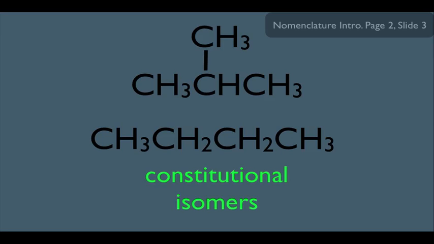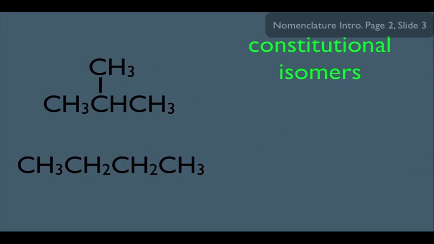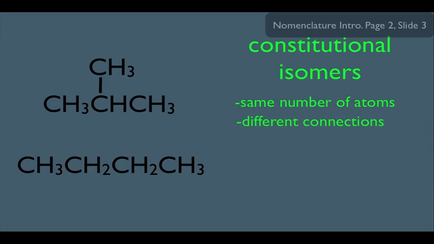And let's look at the characteristics of constitutional isomers. These molecules have the same number of atoms, but they have different connections. Again, in our example here, we have the same number of atoms, but the connections are different. The top molecule has a branch point on the second carbon, and the bottom molecule has no branches at all. It's just a straight chain alkane.